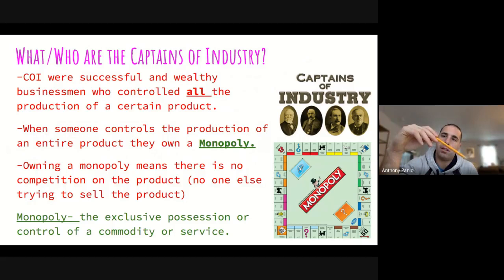The price of this pencil is probably 5 cents? Maybe 10 cents? What could I do with this pencil if I was the only one that sold this pencil? And I'll leave you an opportunity in the chat to answer. If I was the business owner of the pencil company, okay, I'll call it Panios Pencils, and I was the only one in the world that sold pencils, what can I do with this pencil? Think of the price. What can I do with the price of this pencil?